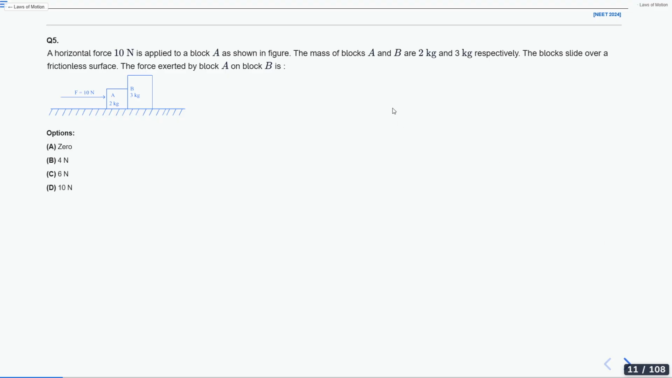I told you, those who are not able to solve this question, start by putting 10 Newton equal to mass times acceleration. Let's take this 2 kg and 3 kg as a single system. So 10 Newton will be equal to 5 times acceleration, so acceleration will be equal to 2 meter per second square. But that's only the acceleration. Now we want to find the force exerted by A on B, that is the normal reaction. Can I move forward? You don't need to care about this surface. It's a frictionless surface. It's told in the question that the block slides over a frictionless surface.